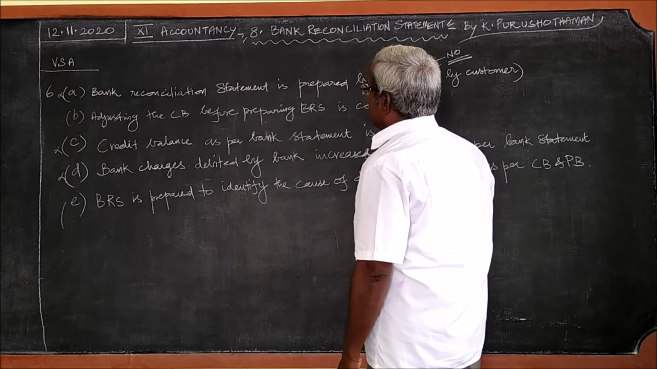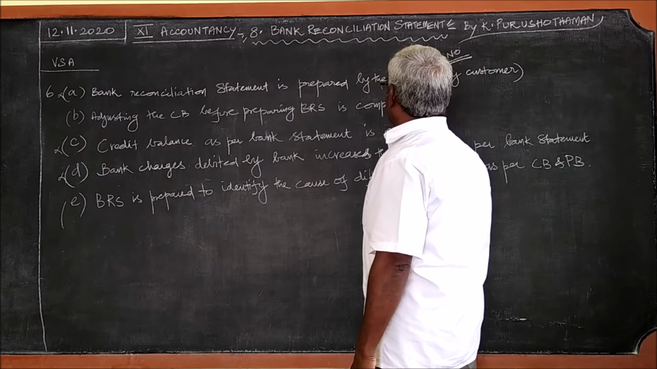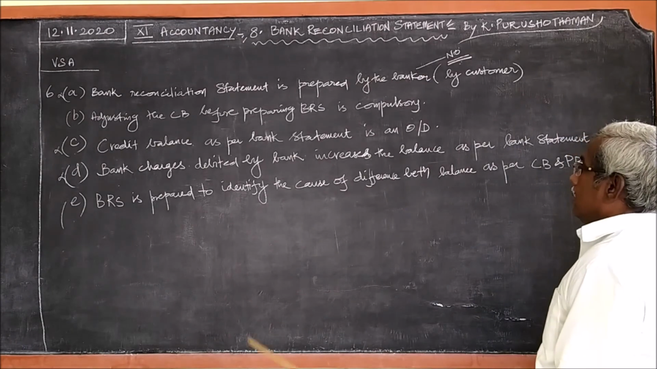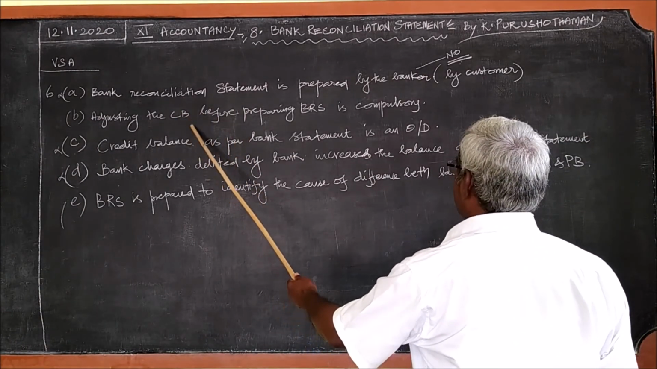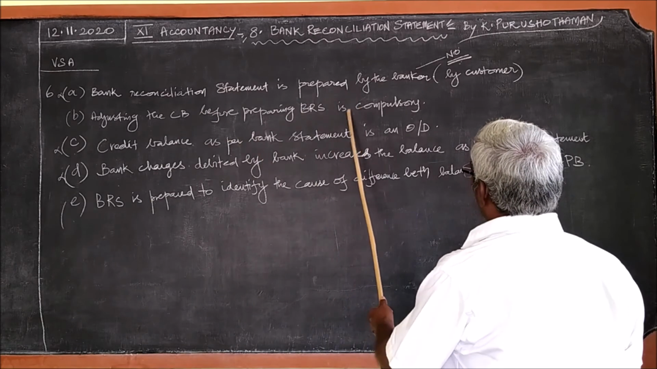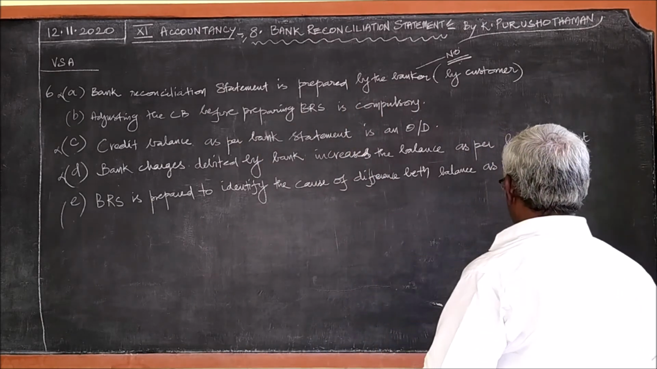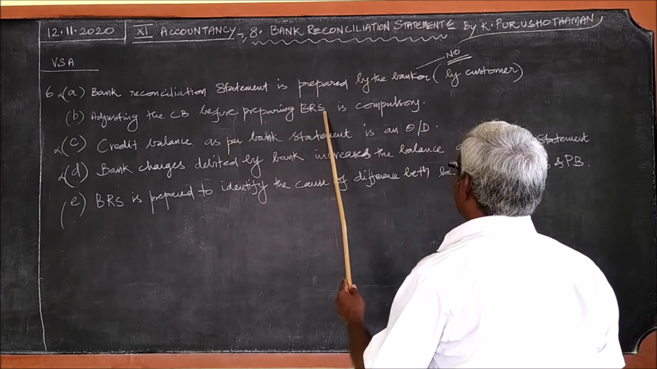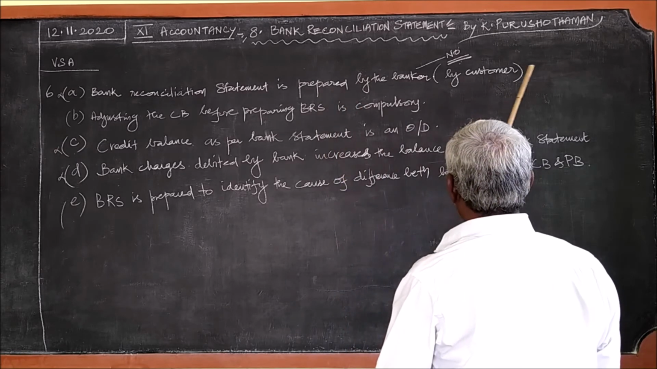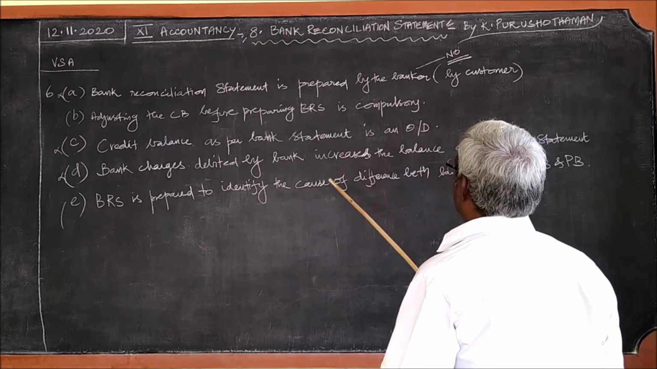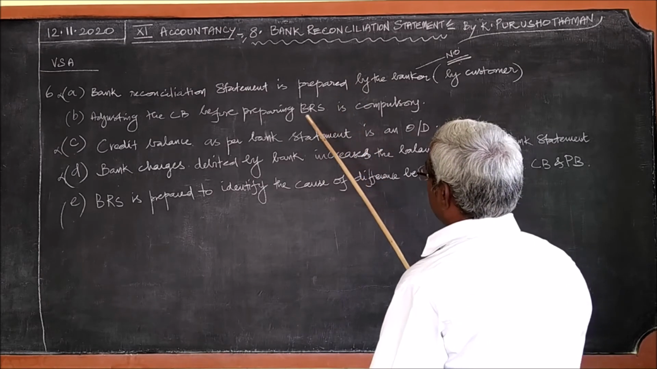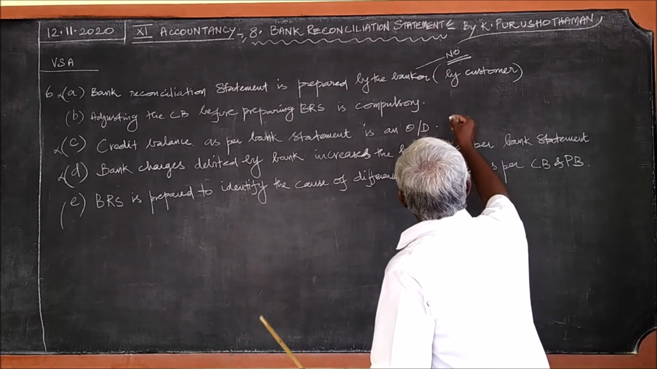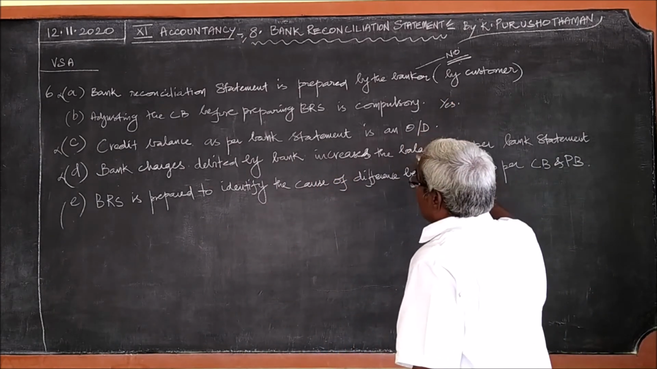Adjusting cash book before preparing BRS is compulsory. What we must do? Cash book should be first adjusted. Then alone we can prepare BRS, that is bank reconciliation statement. BRS means bank reconciliation statement. Therefore, before preparing the bank reconciliation statement, the cash book should be adjusted. So this is yes.